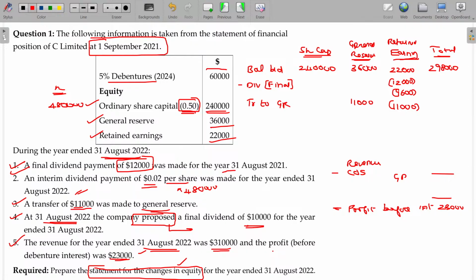Now we have been given debentures of 60,000 with 5% interest. 3,000 will be the interest you have to subtract. This is called interest on debenture. So profit for the year here being 20,000. Now you post that 20 here. This will be added to the retained earnings here. So this is called profit for the year.